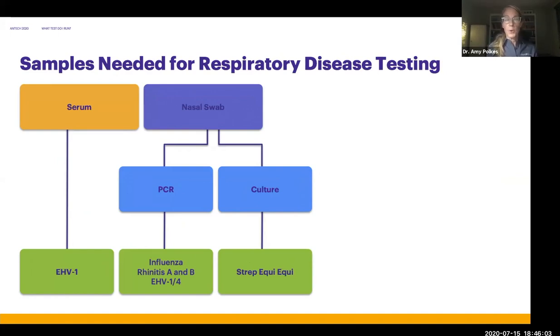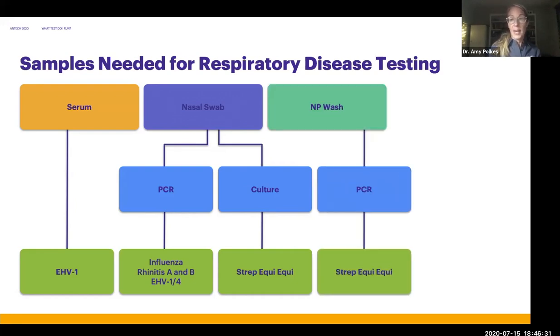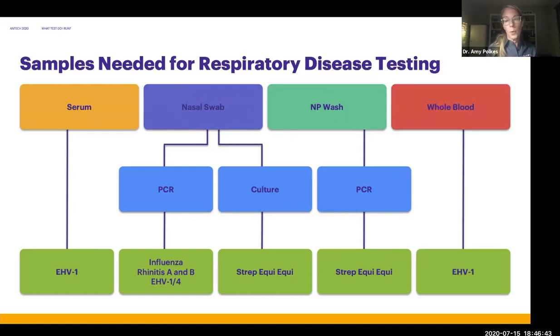And I would say that most places have a respiratory panel for PCR. We do in our lab, and it's going to include all of these: the influenza, rhinitis A and B, EHV 1, et cetera. And when are you going to do a nasal swab culture for strangles? But remember that it's a really low sensitivity, so I don't usually recommend that. I would certainly recommend more of the nasopharyngeal wash and sending that in for PCR to look for Strep equi. And the last one would be whole blood, and that again would only be if you were looking for EHV 1 viremia.